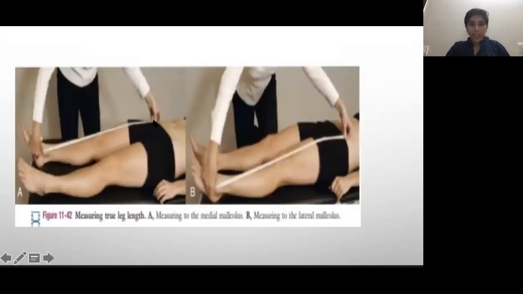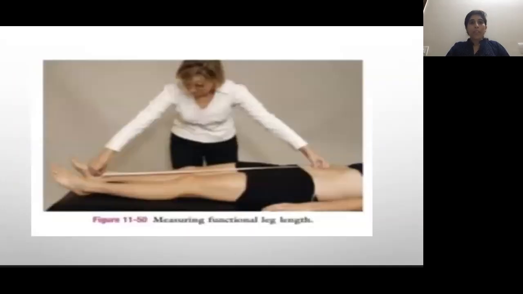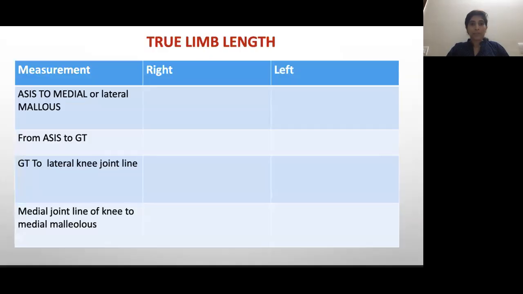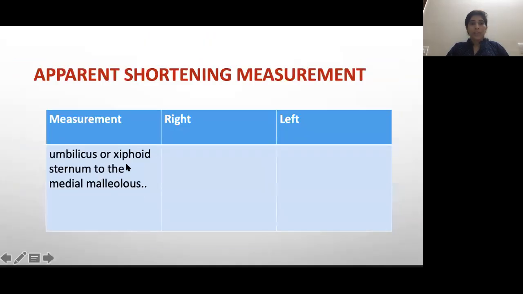Here the measurement is taken from the ASIS to the medial malleolus, and the same measurement, that is ASIS to the lateral malleolus, has been taken. Here it is taken for the true limb length measurement, whereas from the umbilicus to the medial malleolus, that is taken for the apparent limb length measurement. For the apparent limb length measurement, we'll write the measurement in this way, that is umbilicus or the xiphoid process of the sternum to the medial malleolus, and in the same way we'll take it on both sides, right and left.